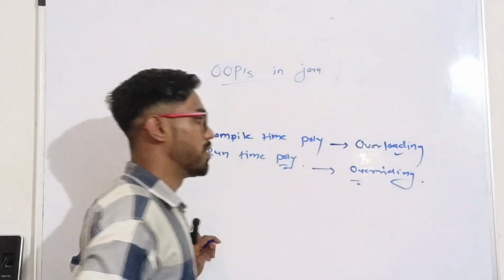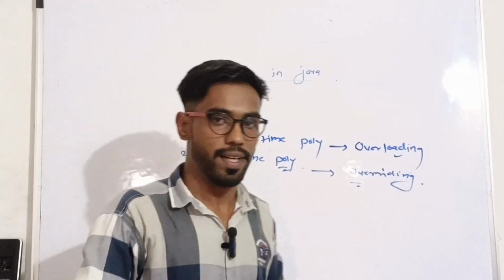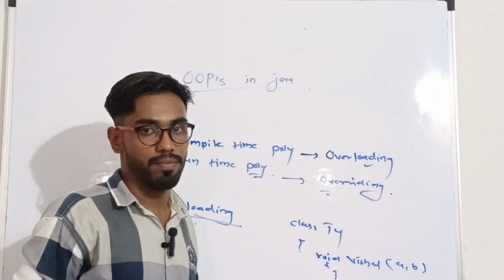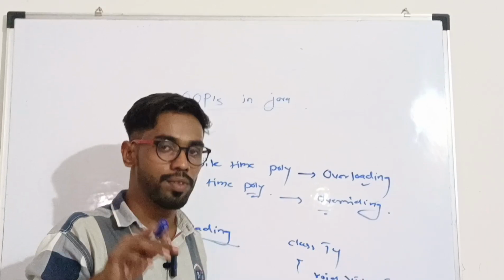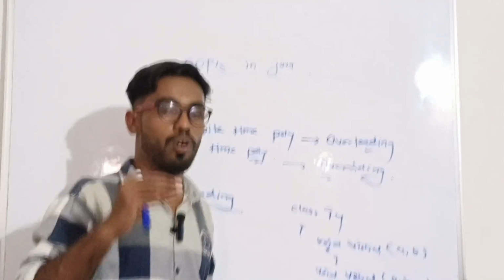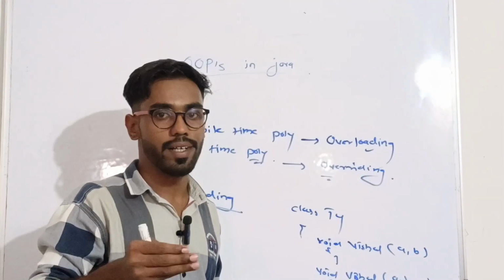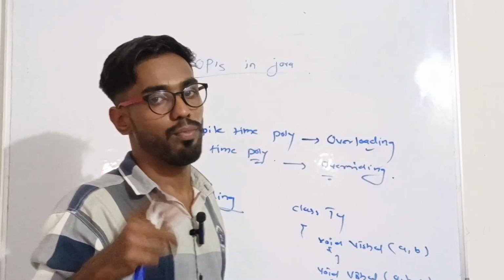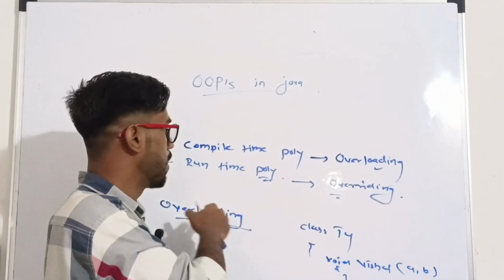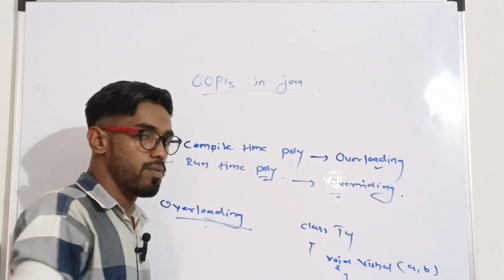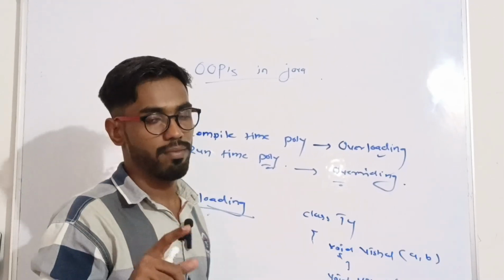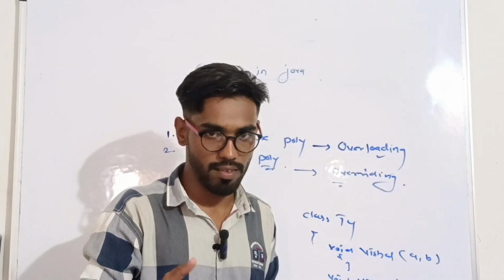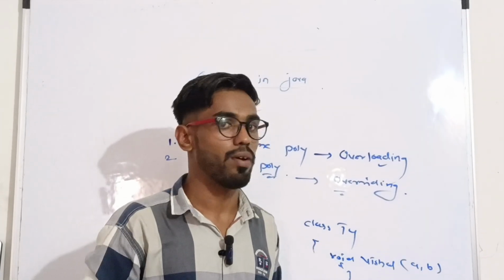We see the example of what is overloading and what is overriding. So what is compile time polymorphism? Compile time polymorphism is nothing but the polymorphism that is exhibited at the time of compilation. And what about runtime polymorphism? Same, the polymorphism that is exhibited at the time of run. So that is runtime polymorphism.